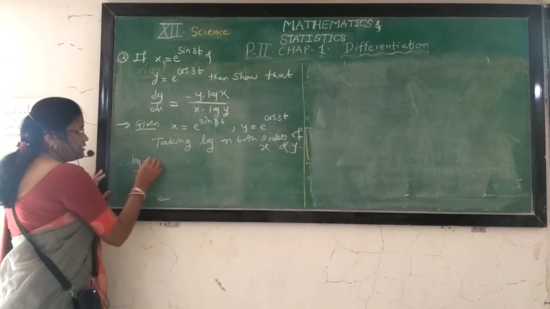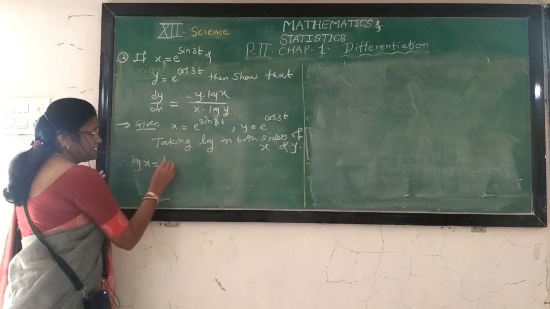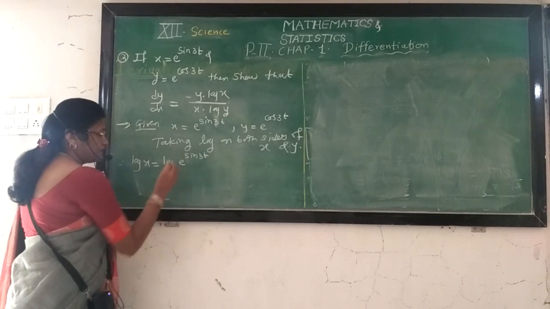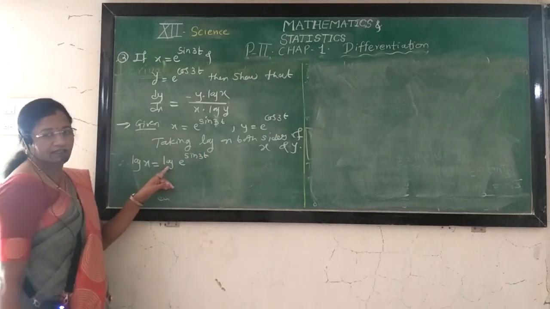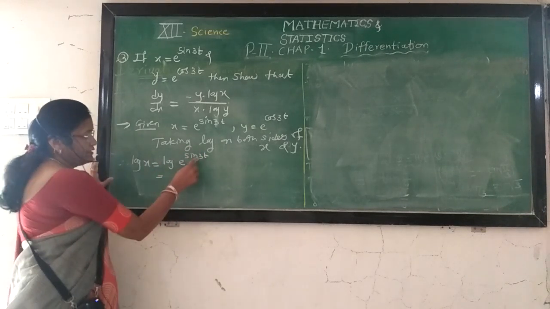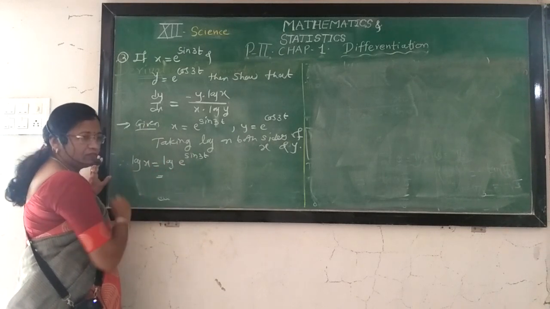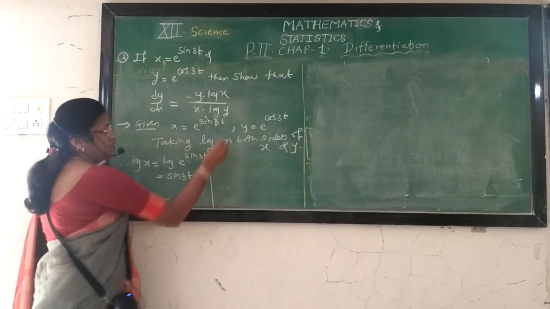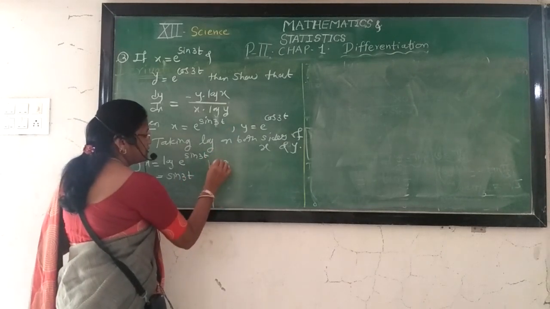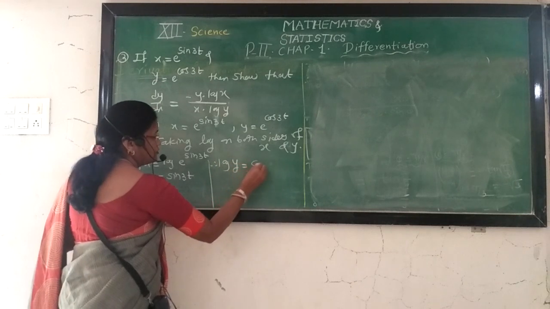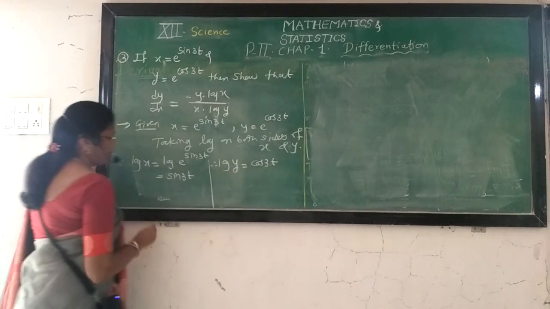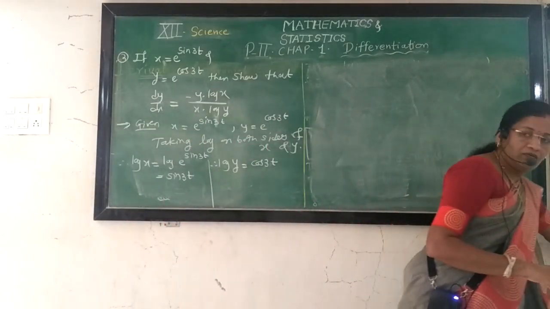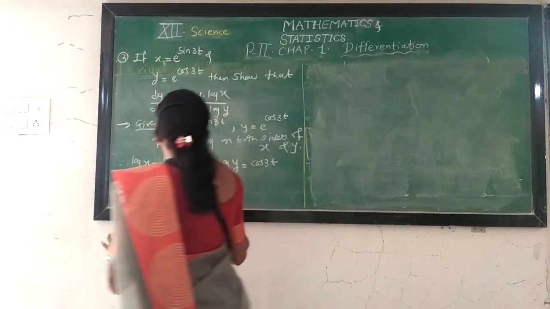So we get here log x is equal to log e raised to sin 3t. After simplification, as this is natural log, sin 3t is the coefficient and the value of log e is 1. So the value becomes sin 3t. In a similar manner we get log y is equal to cos 3t. So log x equals sin 3t and log y equals cos 3t.